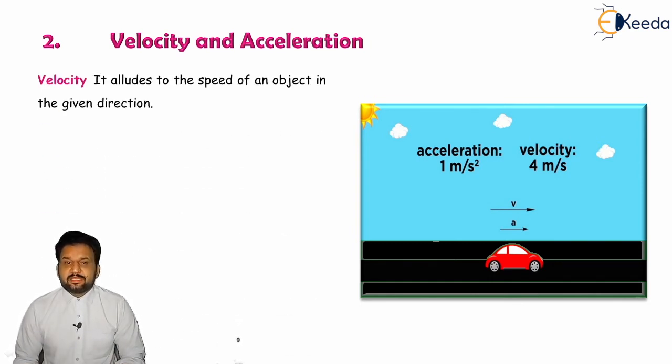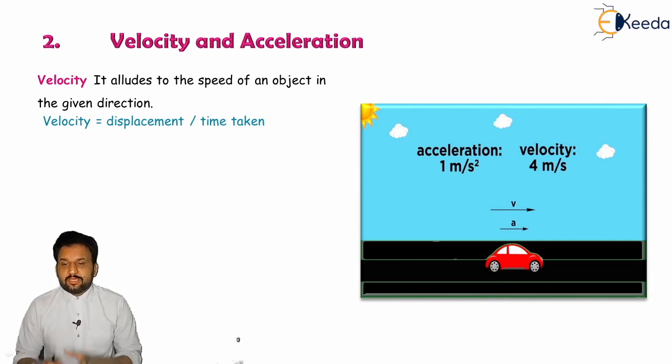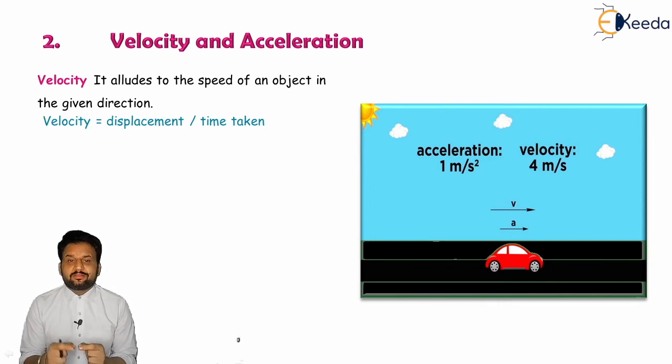My dear friends, velocity alludes to the speed of an object in a given direction. So the rate of change of speed is known as velocity. Can I say that velocity is displacement with respect to time? If we are talking about a particular time in a particular direction, the rate of change of that displacement is known as velocity.